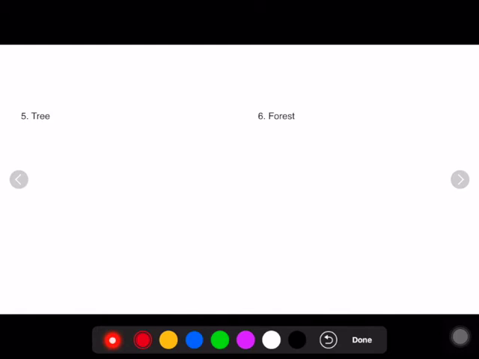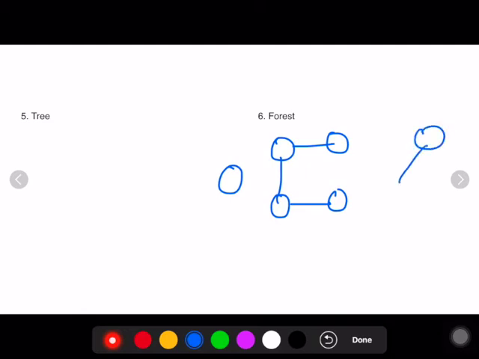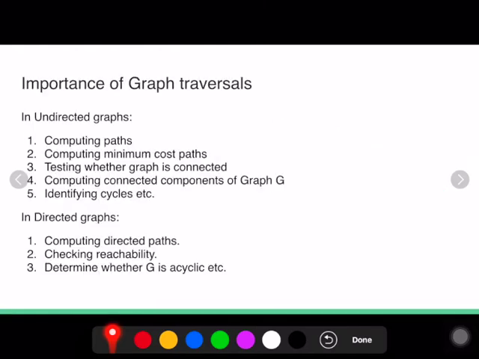For example, if I take a single vertex, and if I take vertices like this, and let's say I can take some vertices like this. Here each one of them is an independent tree. So when we have multiple independent trees like this, all of them put together will form the forest.